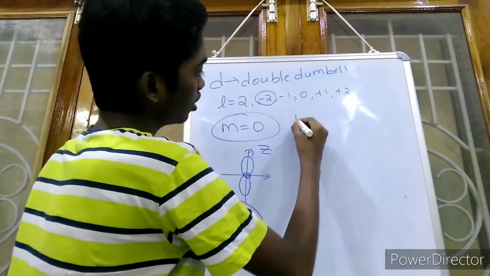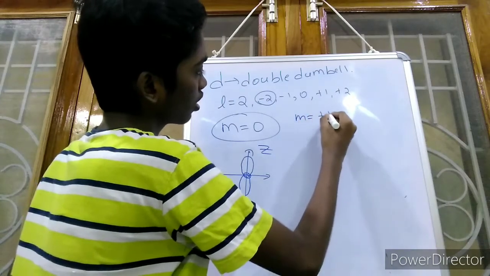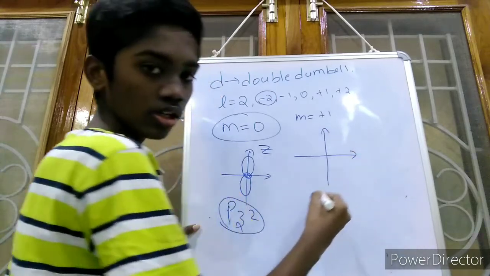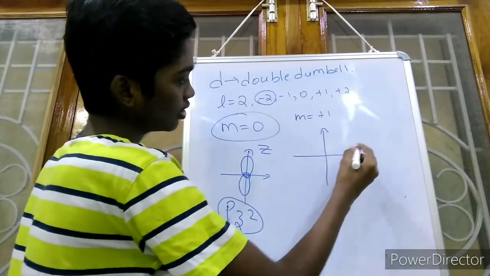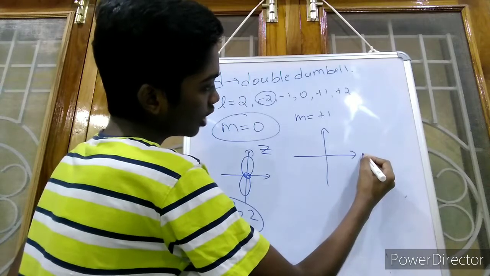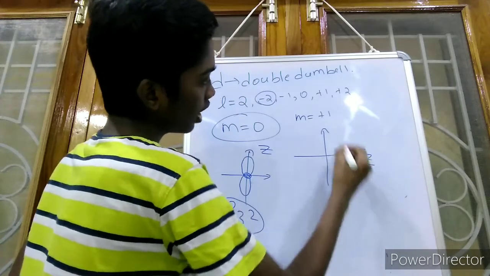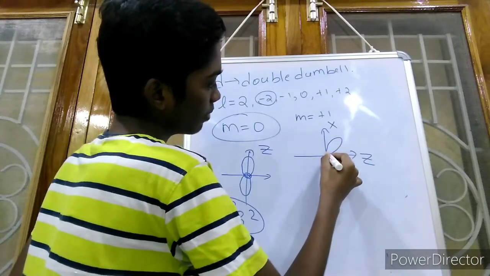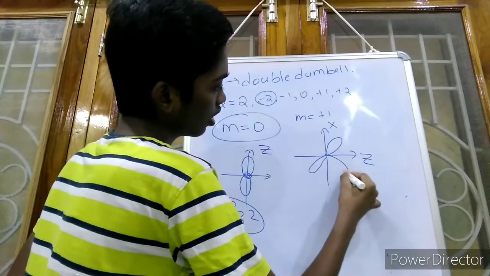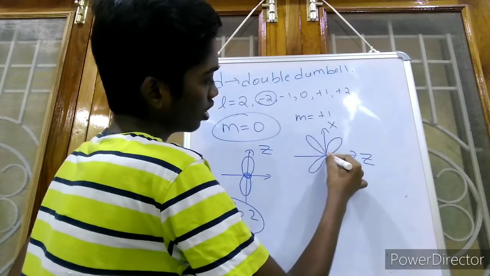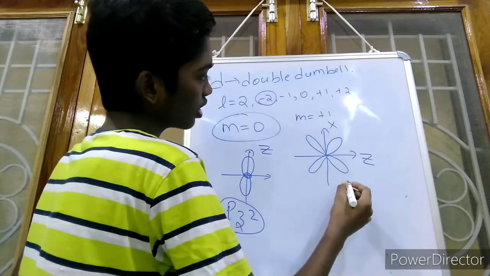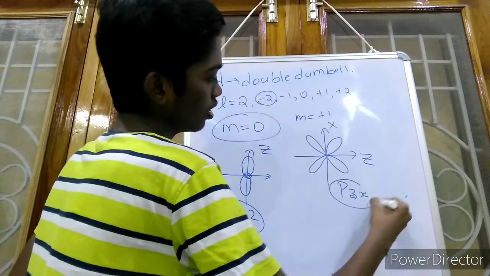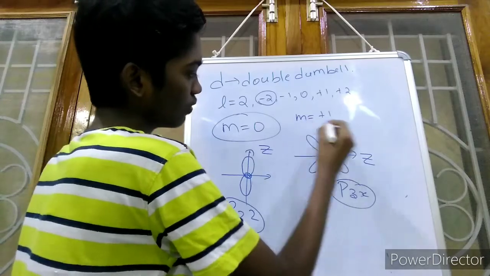Now let us look at the structure for m value +1. For m value +1, you need to take two axes. The downward axis must be the z-axis and the upward axis must be the x-axis. Now here we have to draw double dumbbells like this. And this structure can be represented by pzx. Now this is the structure for m value +1.